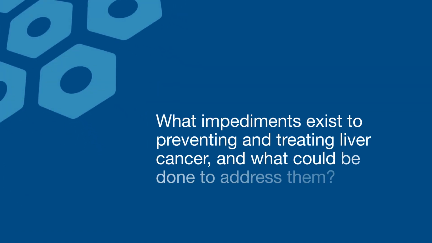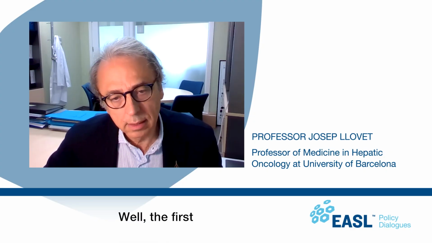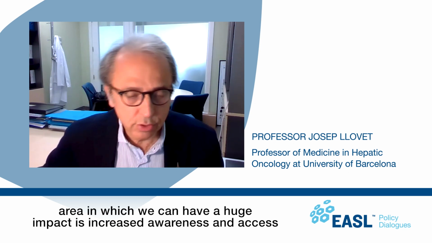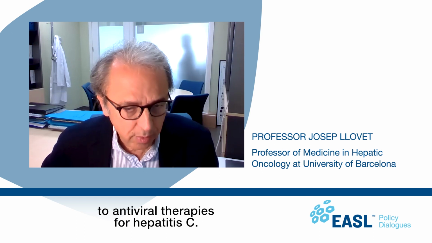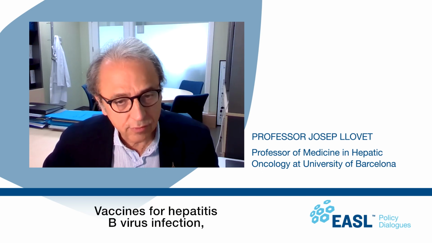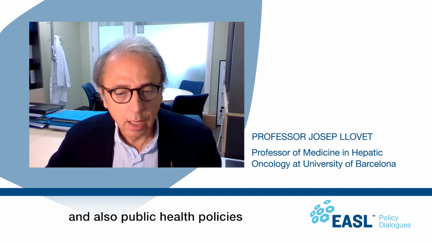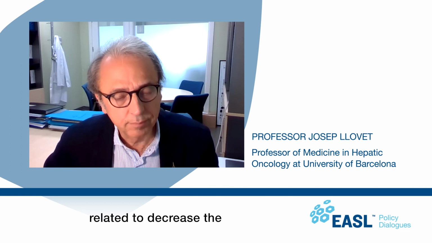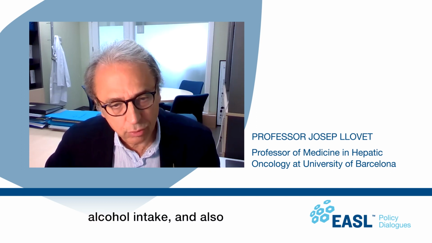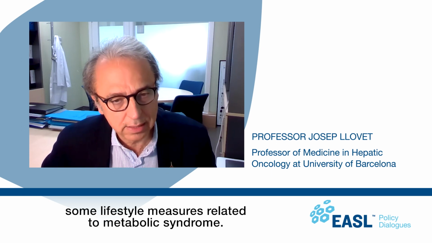What impediments exist to preventing and treating liver cancer, and what could be done to address them? Well, the first area in which we can have a huge impact is increase awareness and access to antiviral therapies for hepatitis C, vaccines for hepatitis B virus infection, and also public health policies related to decrease the alcohol intake and also some lifestyle measures related to metabolic syndrome.